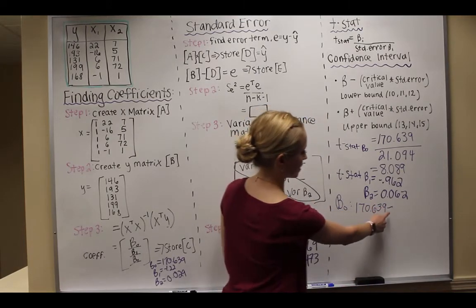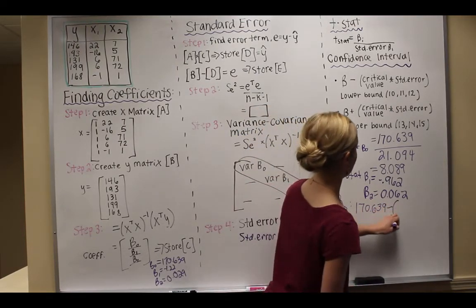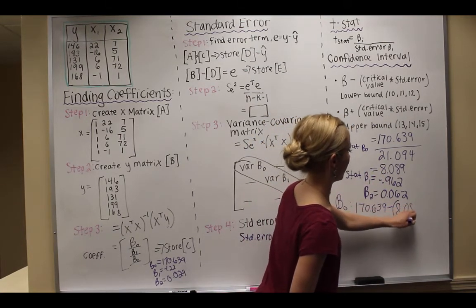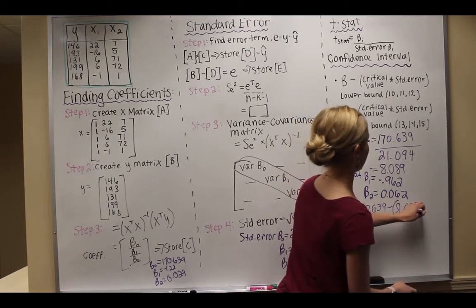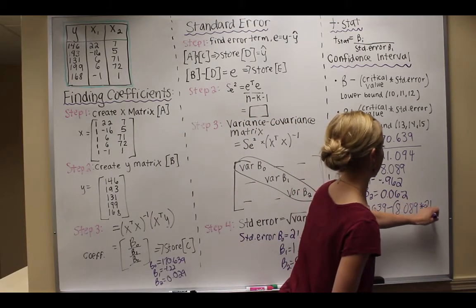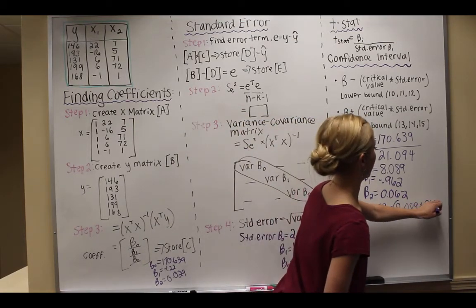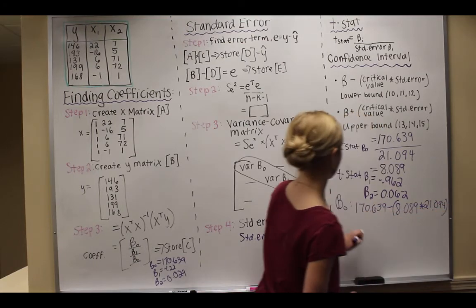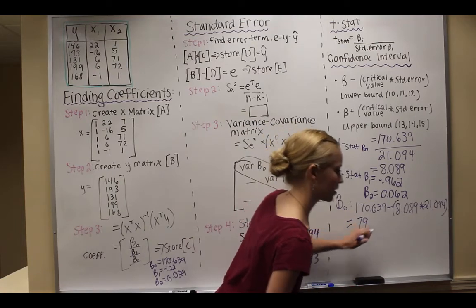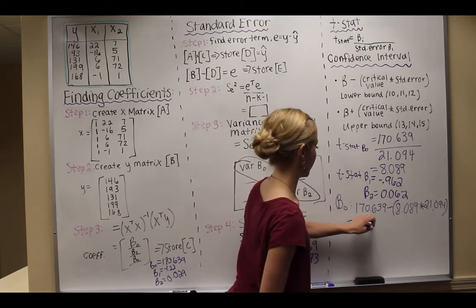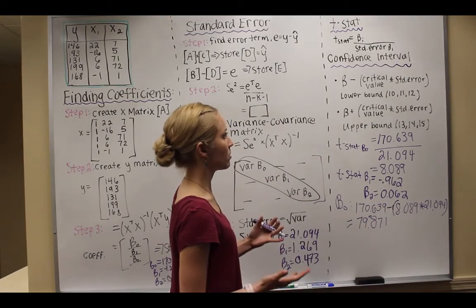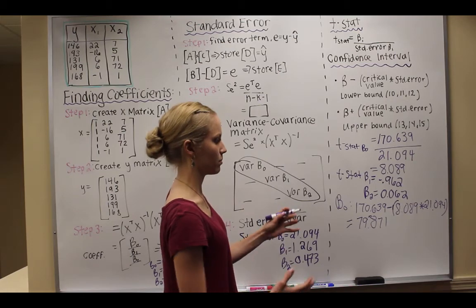We're doing the lower limit, so I'm going to subtract this value. So you have 8.089 multiplied by your standard error, which is 21.094. And this should give you a value of 79.871. And for the upper bound, you're doing the exact same thing, but we're adding.